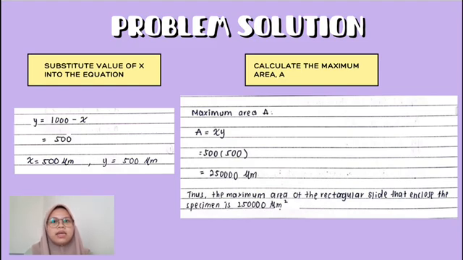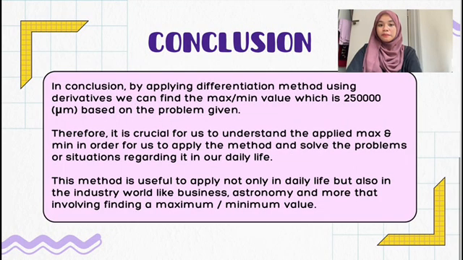250,000 micrometer. Thus, the maximum area of the rectangular slide that encloses the specimen is 250,000 micrometers squared. In conclusion, by applying the differentiation method using derivatives, we can find the maximum or minimum value, which is 250,000 micrometer squared based on the problem given. Therefore, it is crucial for us to understand applied maximum and minimum in order to apply the method and solve problems or situations regarding it in our daily life.